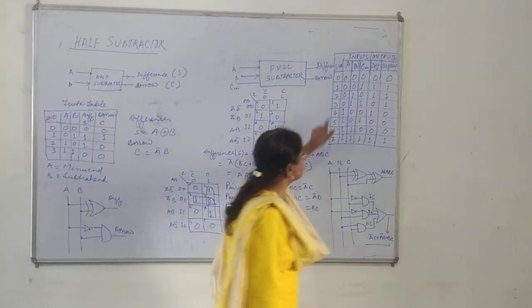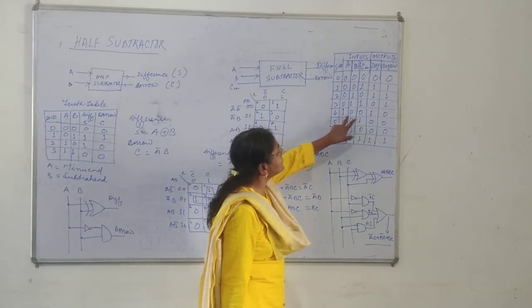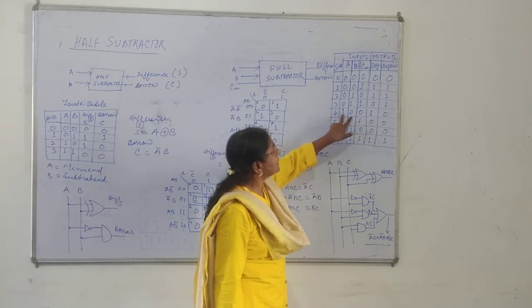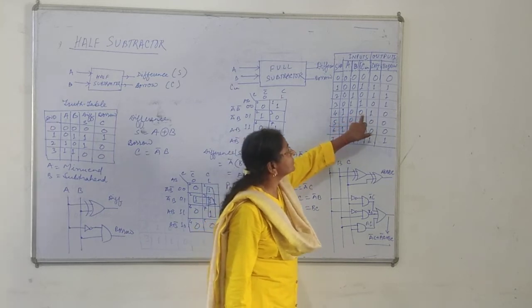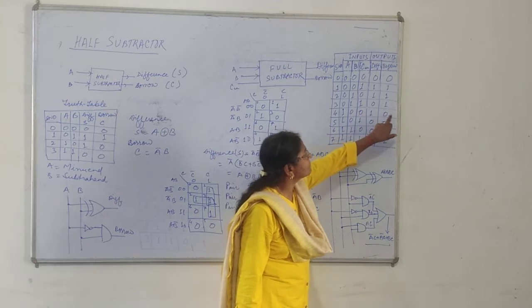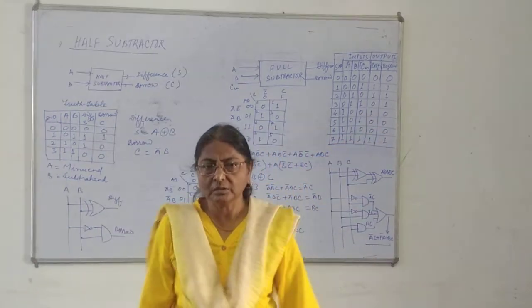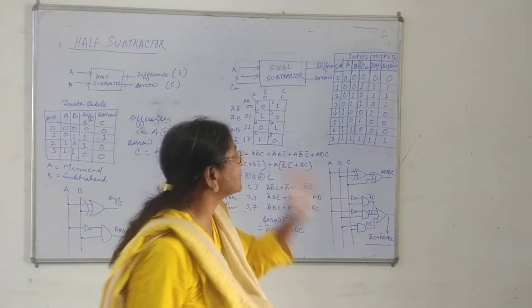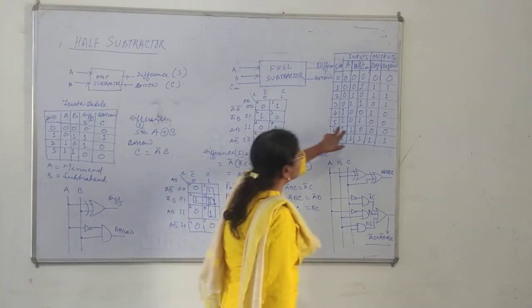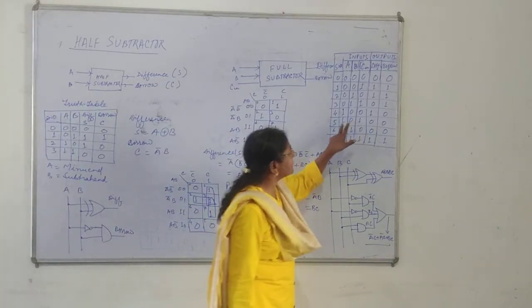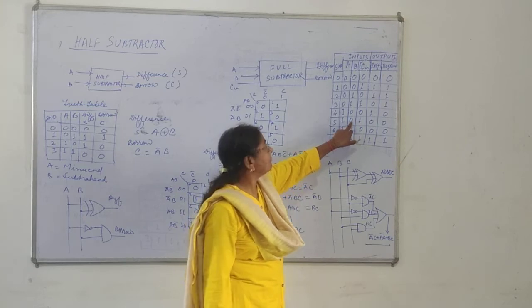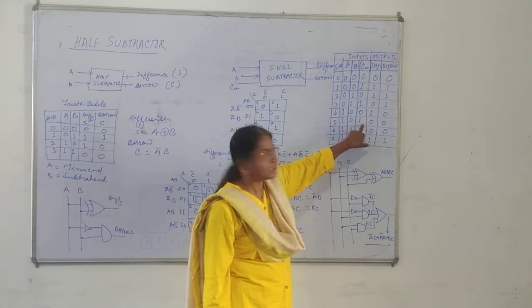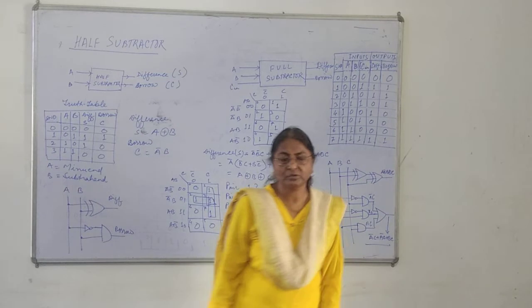In the next row, 1 0 0. 1 minus 0 is equal to 1. 1 minus 0 is equal to 1. So difference is 1 and borrow is 0. We do not need to set the borrow. In the fifth row, 1 0 1. 1 minus 0 is equal to 1. 1 minus 1 is equal to 0. So difference is 0 and borrow is 0.